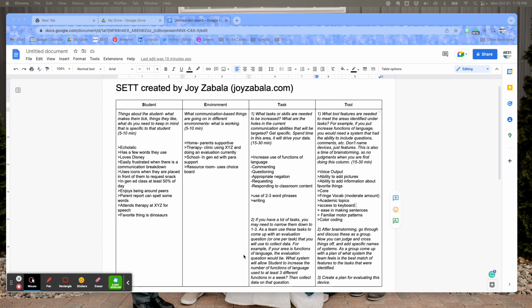So we've talked about the tasks. So we have identified that we need to increase the functions of language. The first thing you're going to do when we're talking about tools is talk about the features of a tool. We are not going to talk about a specific tool. We're not going to talk about Proloquo or LAMP or TouchChat or PECS or anything else. We're just going to talk about the features or things within those systems.